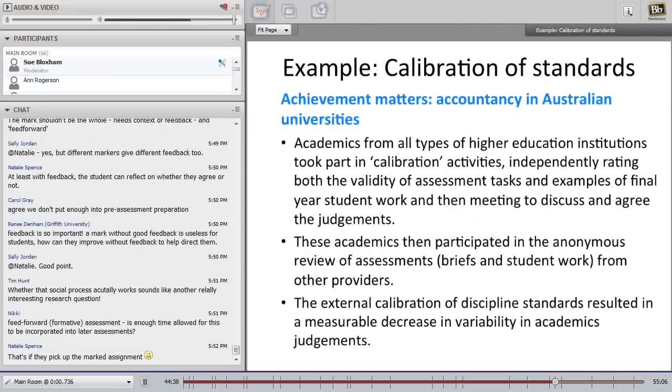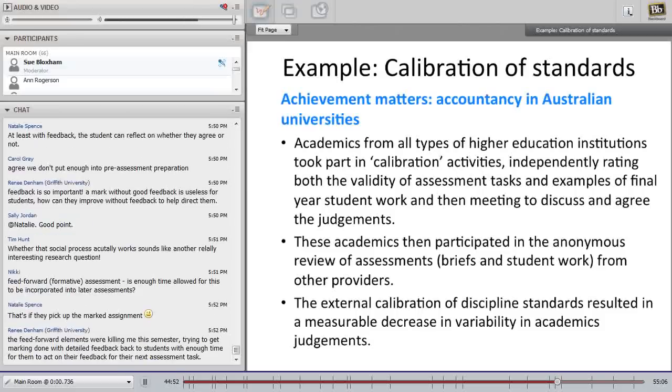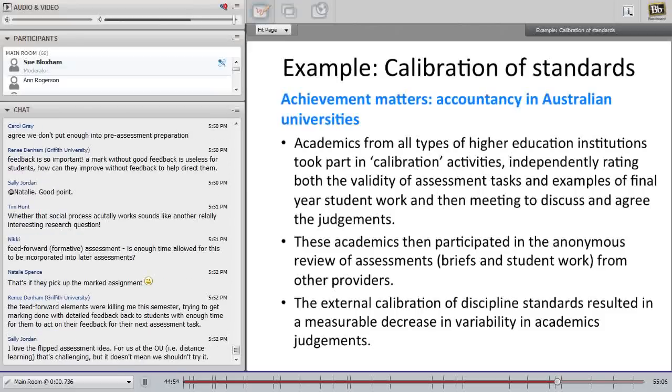There is an example, I don't know whether Mark Freeman or other colleagues are involved in the Achievement Matters project in Australia, but there's a good example, I think, where bringing academics together to take part in calibration activities, which essentially seemed to me to be about really thrashing out what they were looking for, the validity of the task and of the marking, actually did have an impact in decreasing the variability in academics' judgment.